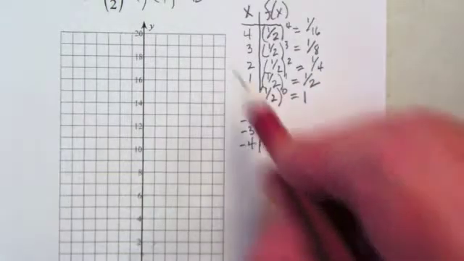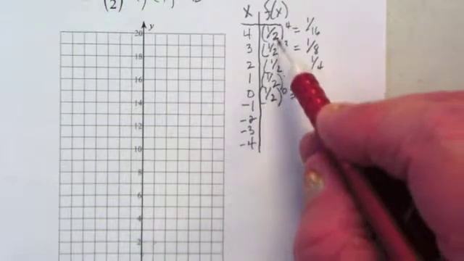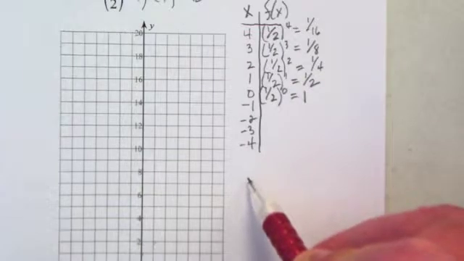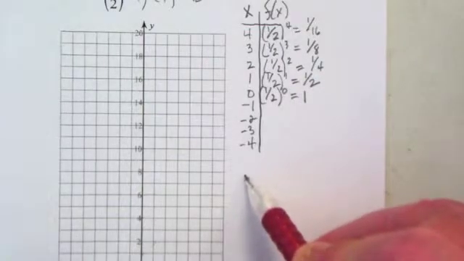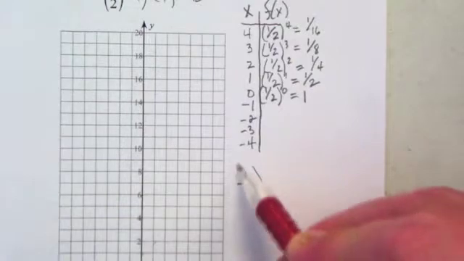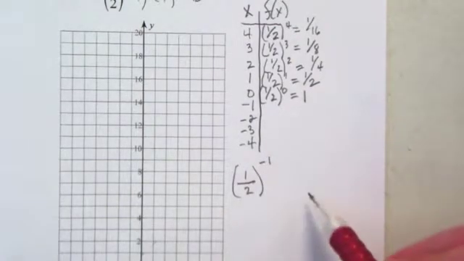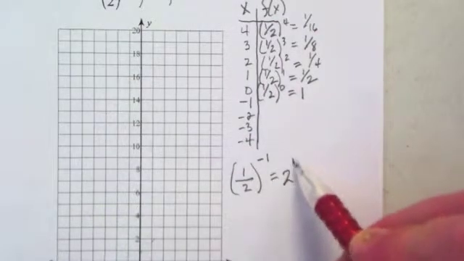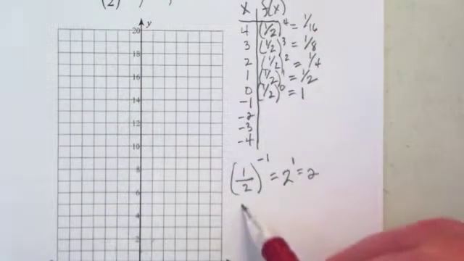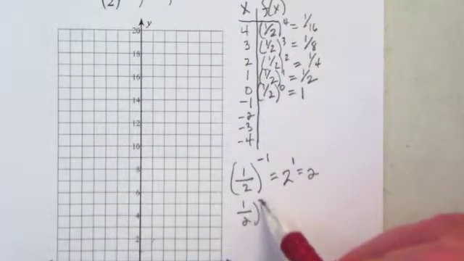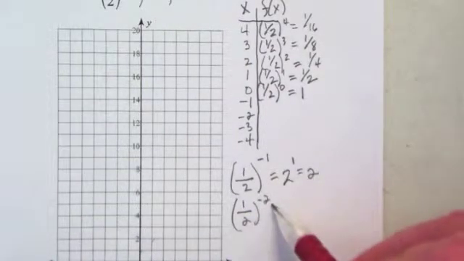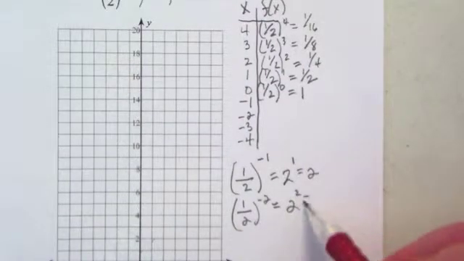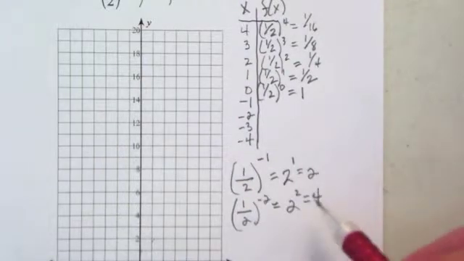Now, these negative exponents here are going to take the reciprocal of this fraction, which will make it a whole number. So looking down here, if I take 1/2 and raise it to the -1, that is the same thing as 2 raised to the 1st power, which is 2. Well, 1/2 to the -2 is 2 to the 2nd power. So that will be 4.